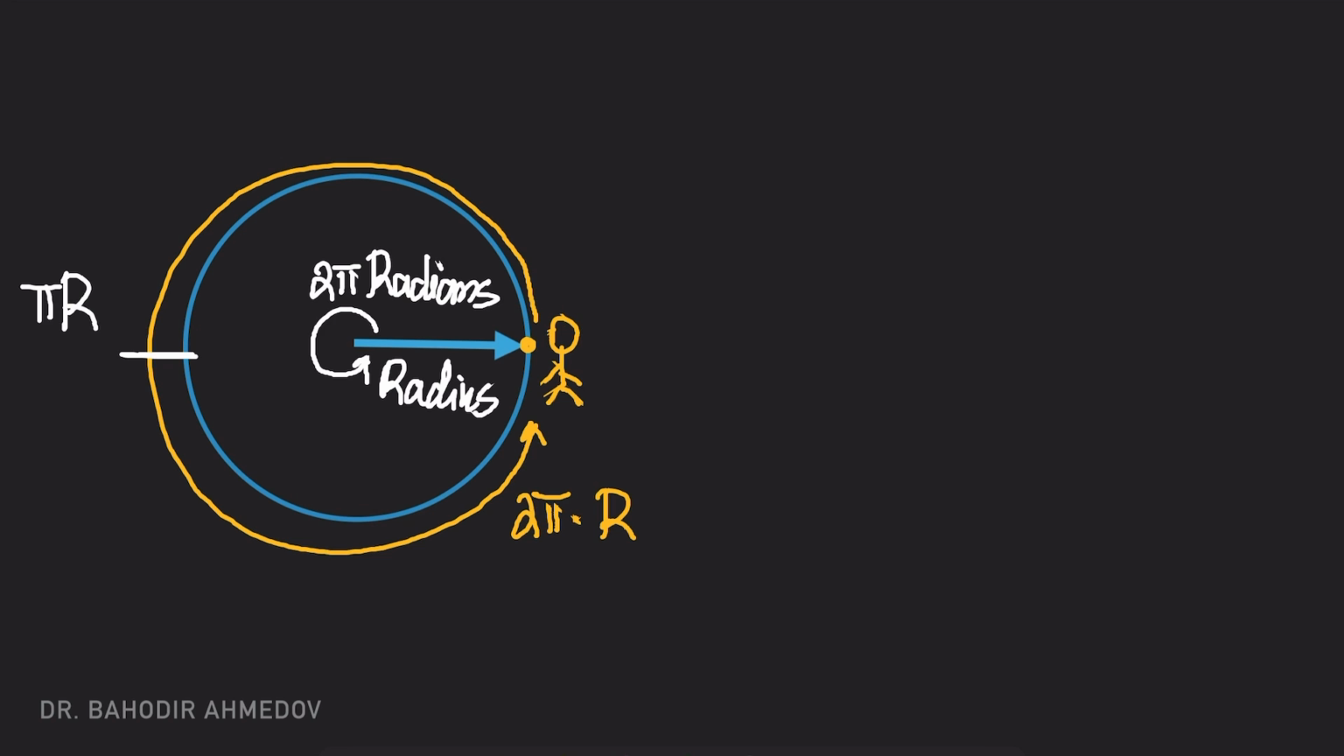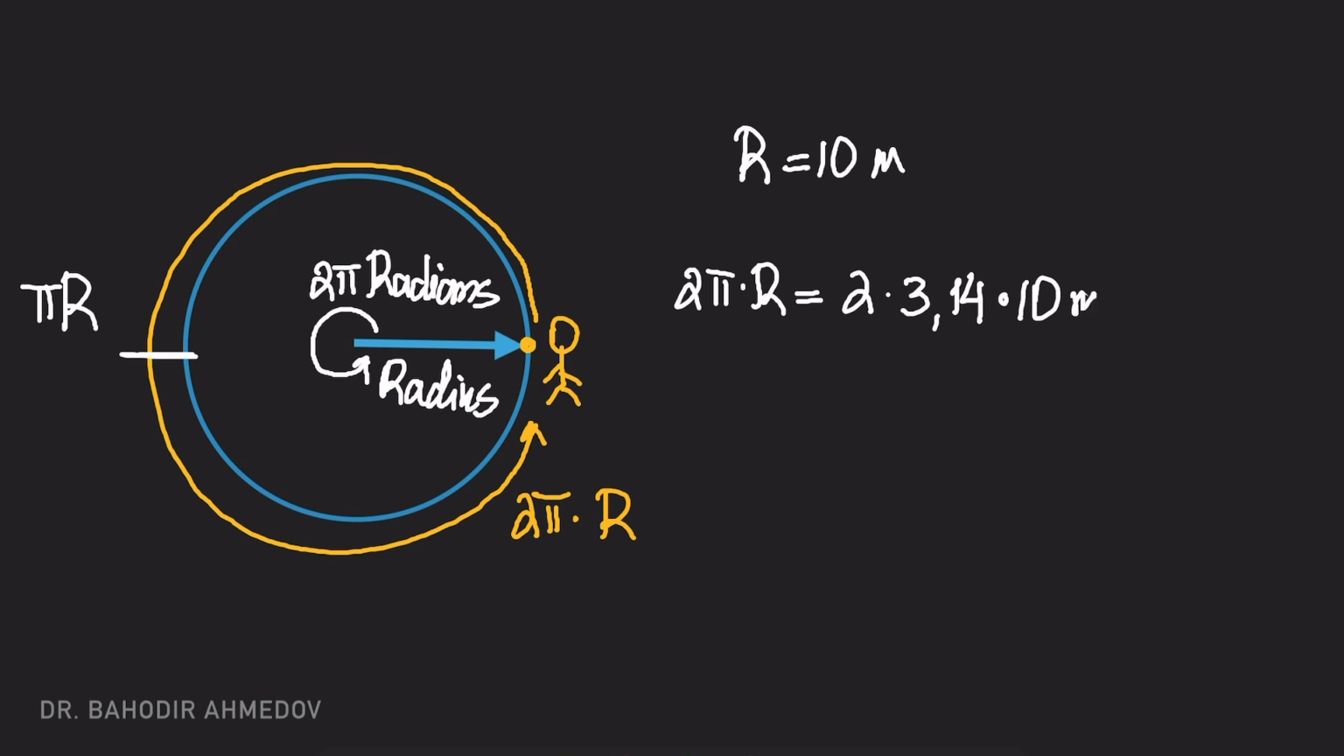So now, let's do an example. Let's say the radius of a circle is equal to 10 meters. What is going to be the distance which you can cover on the circle? It's going to be equal to 2 pi times the radius, which is equal to 2 times 3.14 times 10 meters, which is equal to 6.28 times 10 meters, which is equal to 62.8 meters.